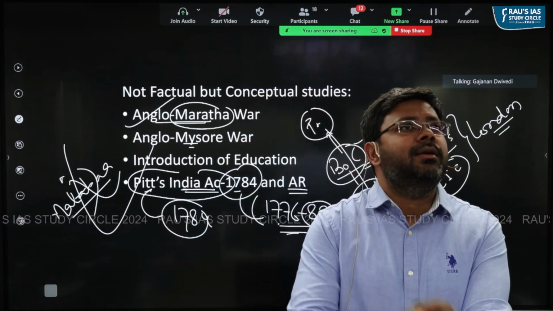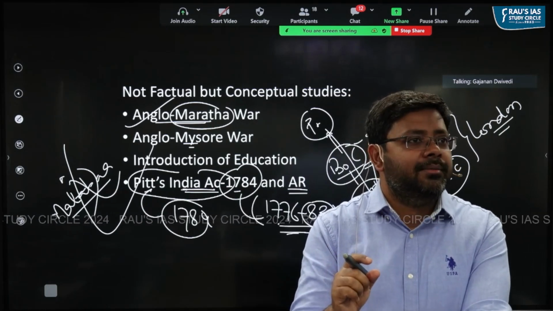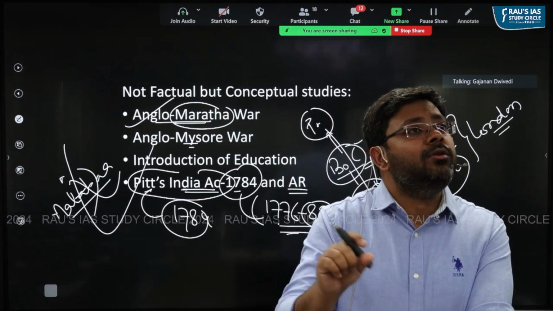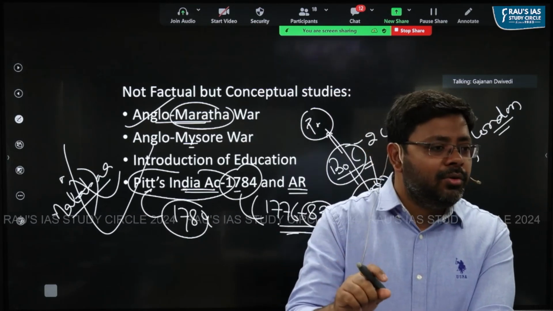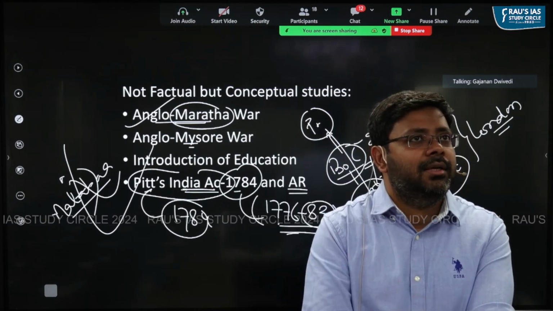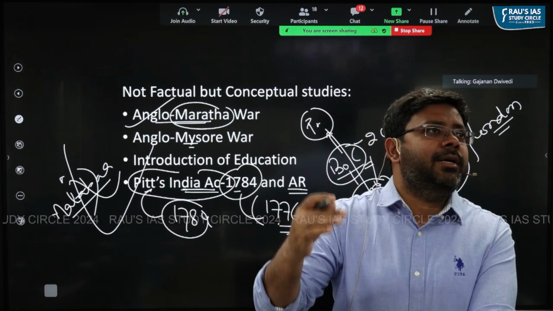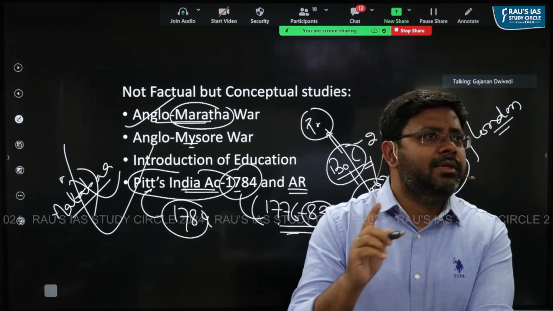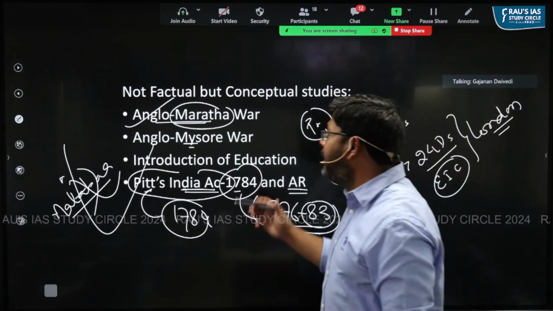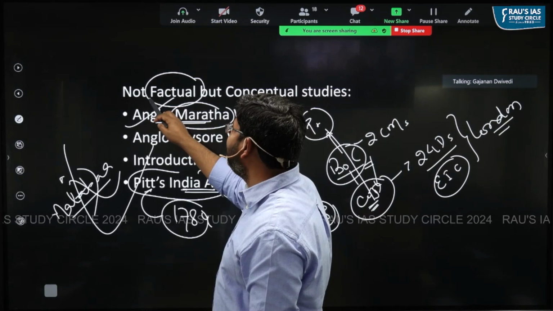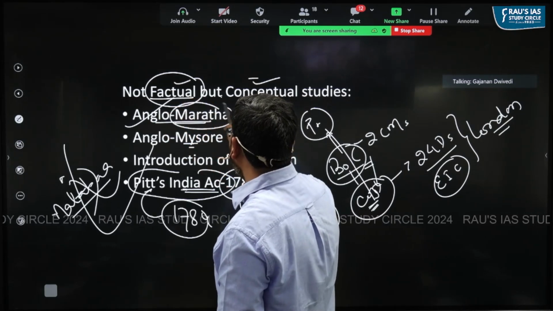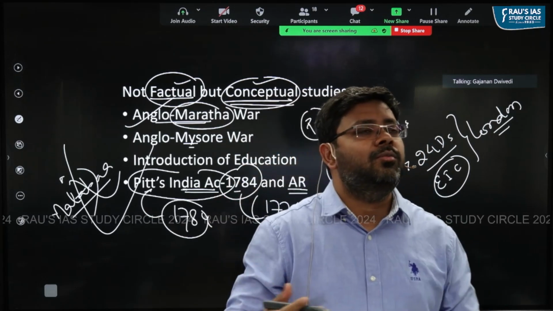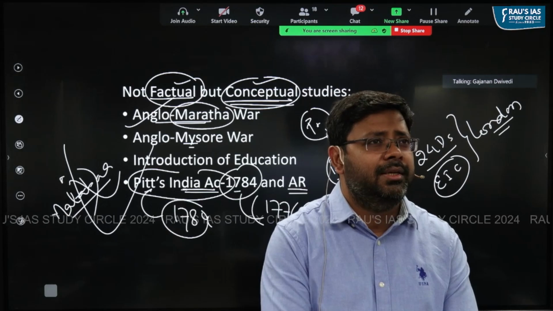Is that simple? So the first thing is that there is always a conceptual angle. When you talk about history optional, you have to talk about the conceptual angle first. From GS to optional, become more and more conceptual. This is the first thing I want to discuss: if you have to tackle history optional, it is not about facts but about concepts, and you have to tackle it through the conceptual method. More and more conceptual effort should be there.